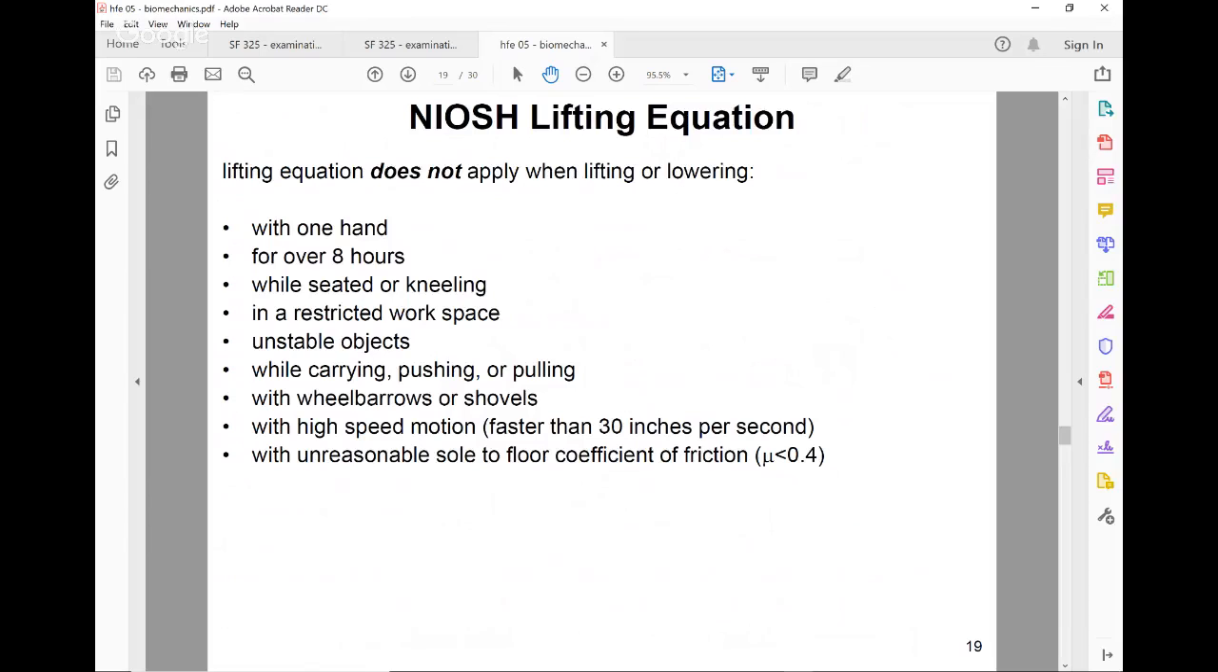It's for standing. So it's not for any task that you're doing while seated or kneeling. It's not for a task in a restricted or confined workspace, not with unstable objects. It's not for carrying, pushing, or pulling, lifting with wheelbarrows, high-speed motions, or on a slippery surface. That's the sole-to-floor coefficient of friction. I'm assuming that's how slippery the surface is. So if you're working on really slick surfaces, then it does not apply.